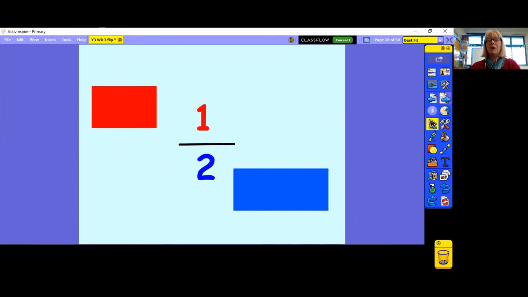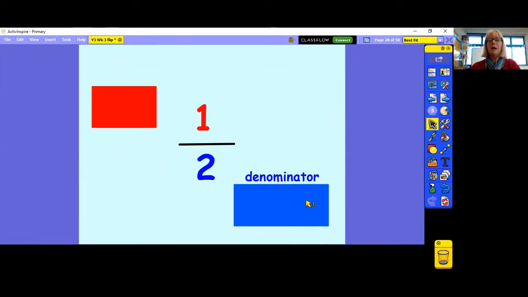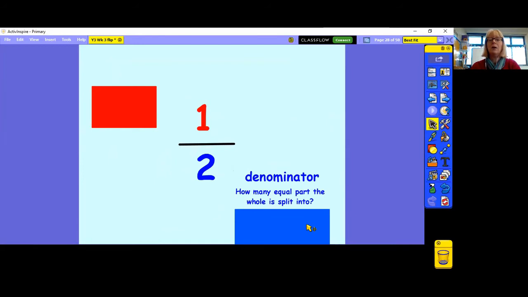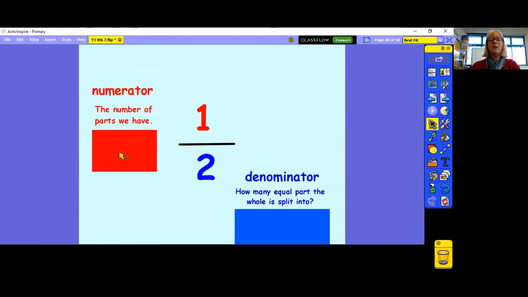So let's start off. Can you remember which one is the denominator? That's right, the denominator is the number at the bottom, and that tells us how many equal parts the whole thing has been split into. And the number on the top, that's right, you've guessed it, that's the numerator. And that tells us the number of parts that we have got.